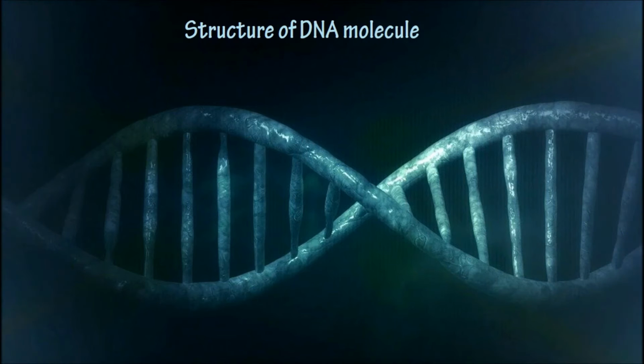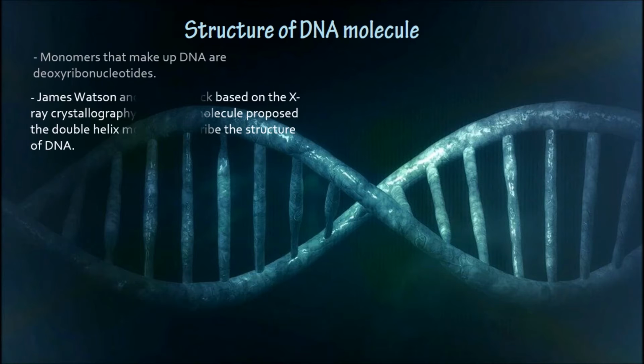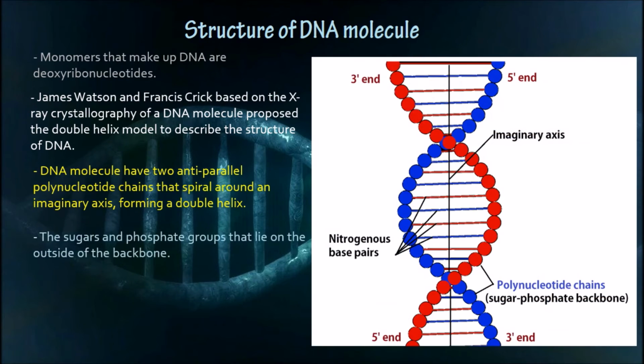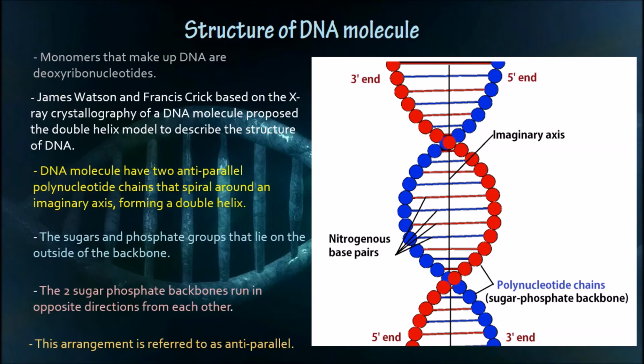The structure of the DNA molecule. DNA consists of deoxyribonucleotides. James Watson and Francis Crick, based on the X-ray crystallography of a DNA molecule, proposed the double helix model to describe the structure of DNA. According to this model, DNA molecules have two antiparallel polynucleotide chains that spiral around an imaginary axis, forming a double helix. The sugars and phosphate groups that lie on the outside of the helix form the sugar-phosphate backbone.